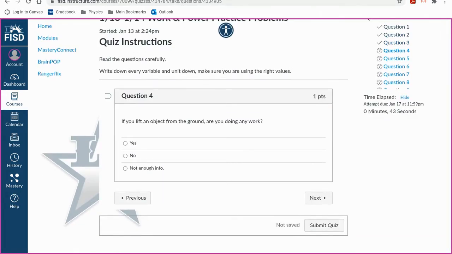If you lift an object from the ground, are you doing any work? Yes. You had a vertical force that allowed you to move the object upwards, and the force was parallel, in the same direction as the movement of the object.